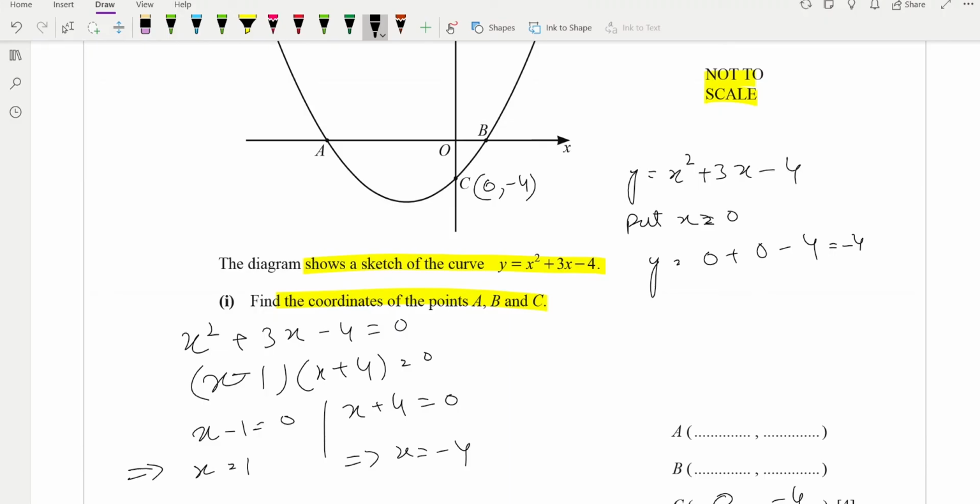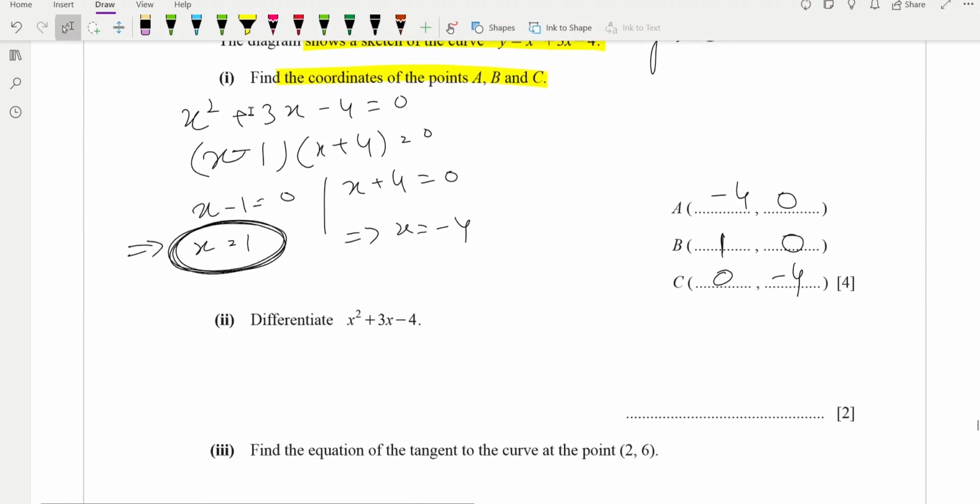Now x is equal to 1 is for which point? X is equal to 1 is a positive value that we cannot take for A, so we will have to take this for B. So 1 and 0 on the x-axis, y value will be 0, and minus 4 for A. You can check this is having a negative value, so these will be the 3 points for A, B, C.